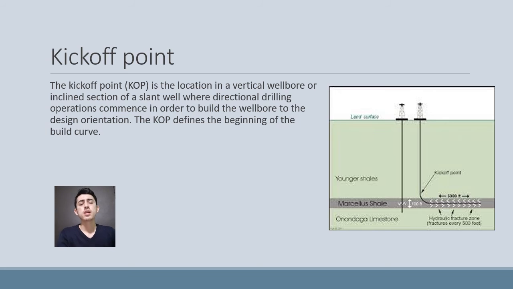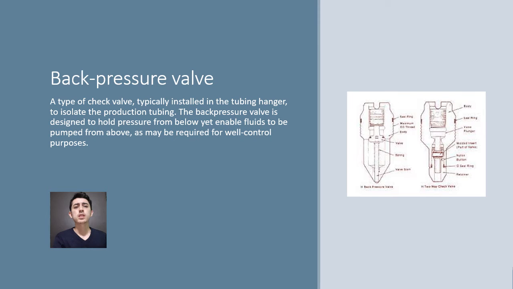The kickoff point is the location in a vertical or inclined section of a well where directional drilling operations commence in order to bend the well from vertical to the design orientation, and the kickoff point defines the beginning of the build curve. Back pressure valve is a type of check valve. The back pressure valve is designed to hold pressure from below, yet enable fluids to be pumped from above, as may be required for well control purposes.